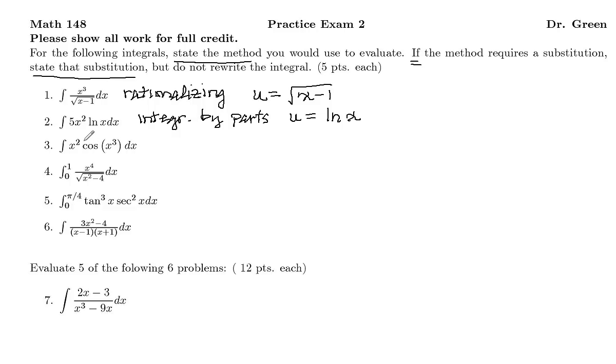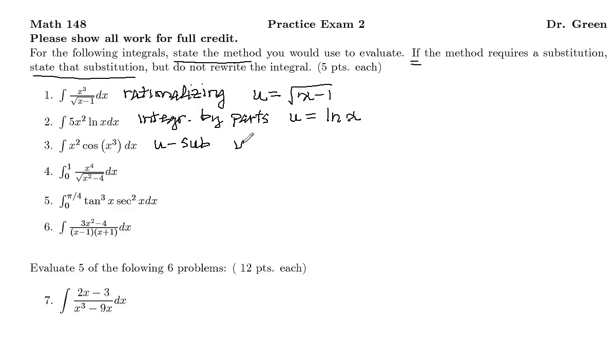And then here we've got an x squared cosine of x cubed. First you look at that and you think, oh, that's going to be another integration by parts, because you've got a power times a trig function. But notice here we've got an x cubed, and here's an x squared on the outside. So I see a function and its derivative. So this is just going to be a regular u substitution to start with.